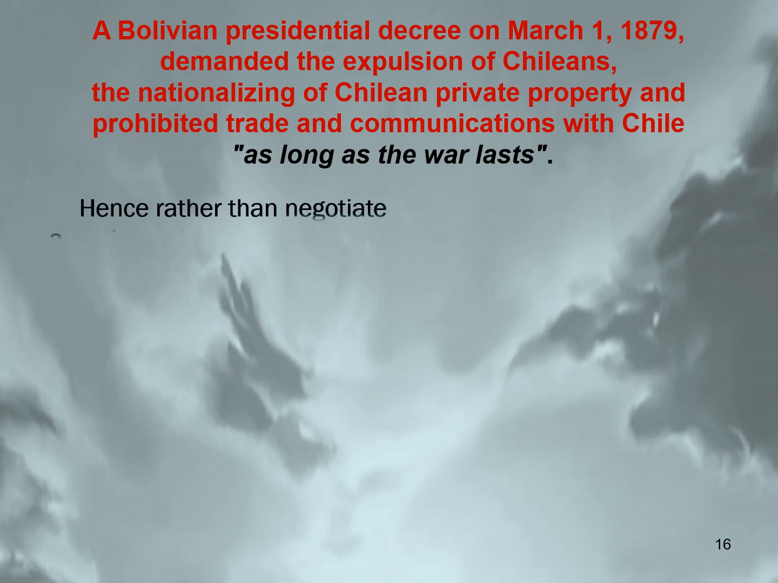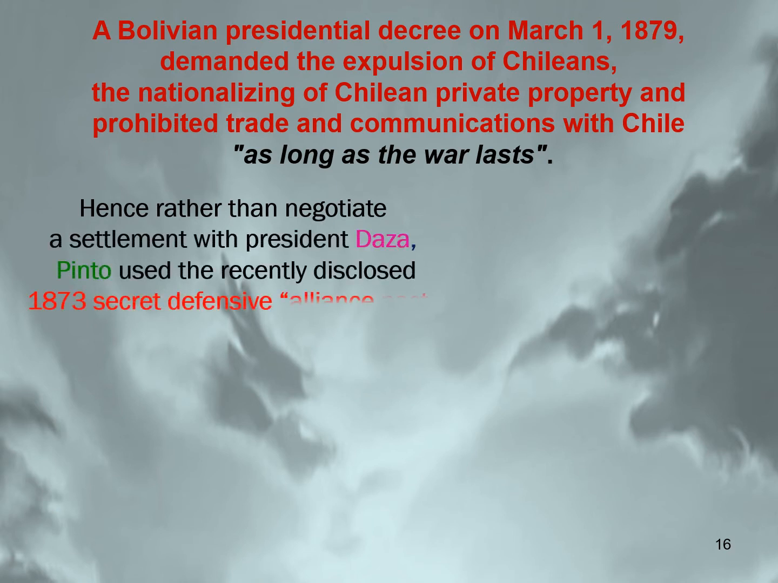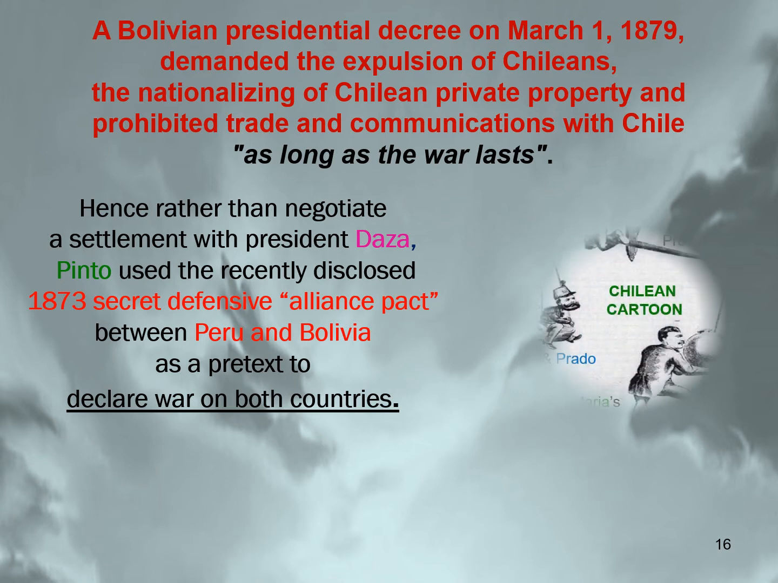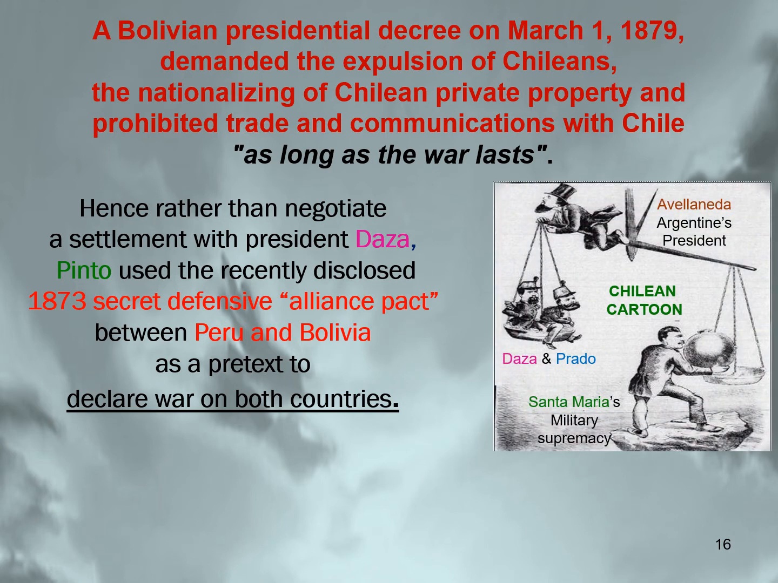Hence, rather than negotiate a settlement with President Daza, Pinto used the recently disclosed 1873 secret defensive alliance pact between Peru and Bolivia as a pretext to declare war on both countries. The Chilean cartoon depicts the weight of the Allied presidents not able to counteract the Chilean military might, since Avellaneda has not tipped the balance in the Allies' favour.